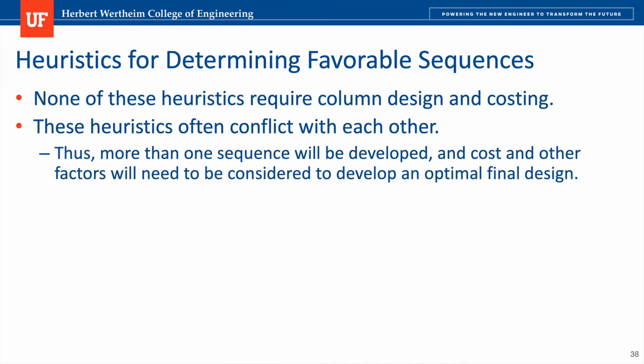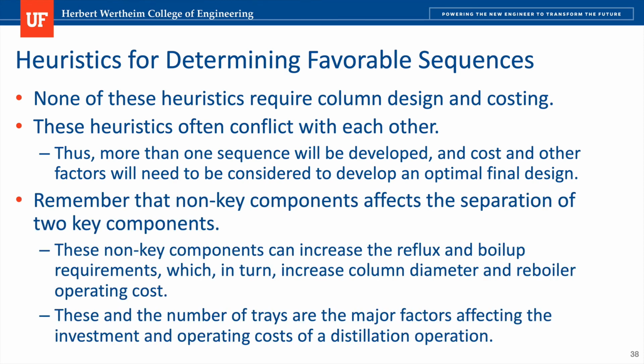None of these heuristics require column design and costing at this point. This is actually one of the most creative parts of design within the information that you have right now, coming up with the potential sequences, given the total number of sequences that you can propose. These heuristics often conflict with each other, so more than one sequence will be developed, and cost and other factors will need to be considered to develop the optimal final design. This is helping you to create your base case with the information that you have available right now.